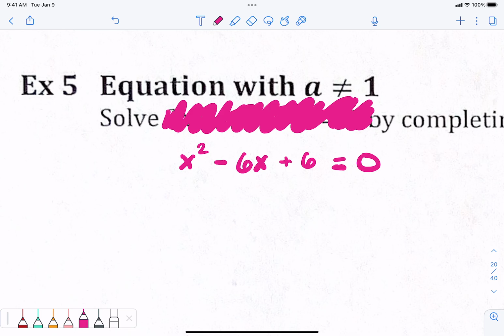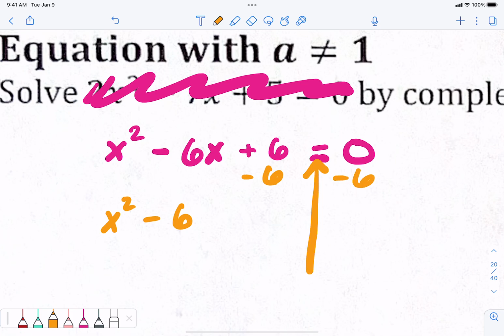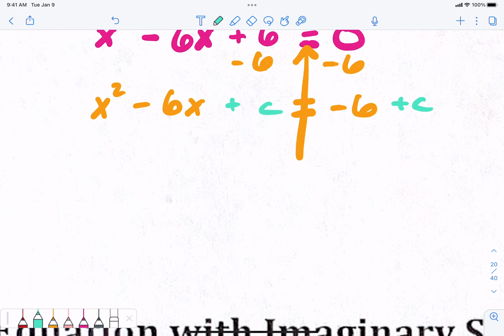Okay, let's solve this one. So, step number 1, what do we do first? Subtract the 6. I'm going to move this 6 over the equal sign, but I'm going to leave a space for my plus c. Minus 6x equals negative 6. I have to leave space for that plus c and that plus c. Okay, so I added my plus c's in. That was my second step.